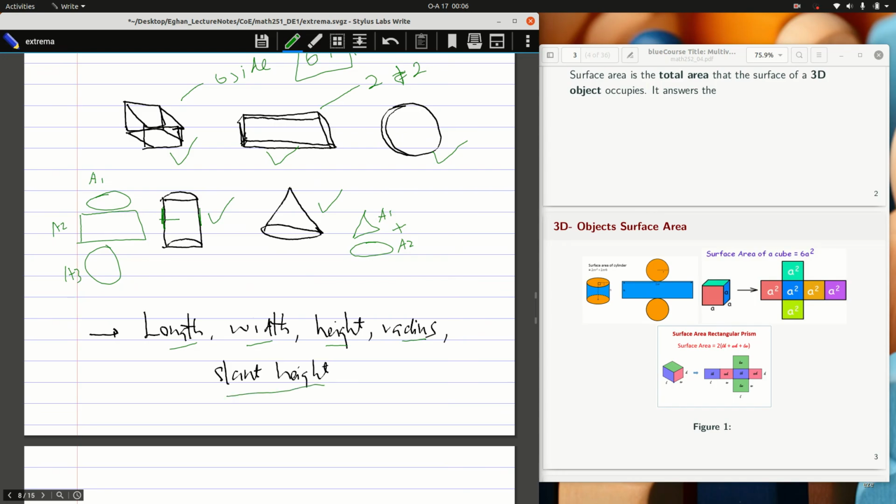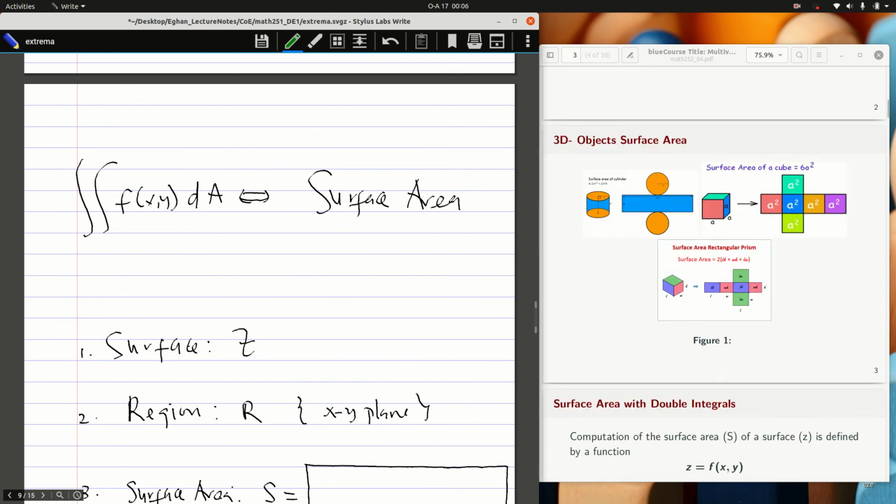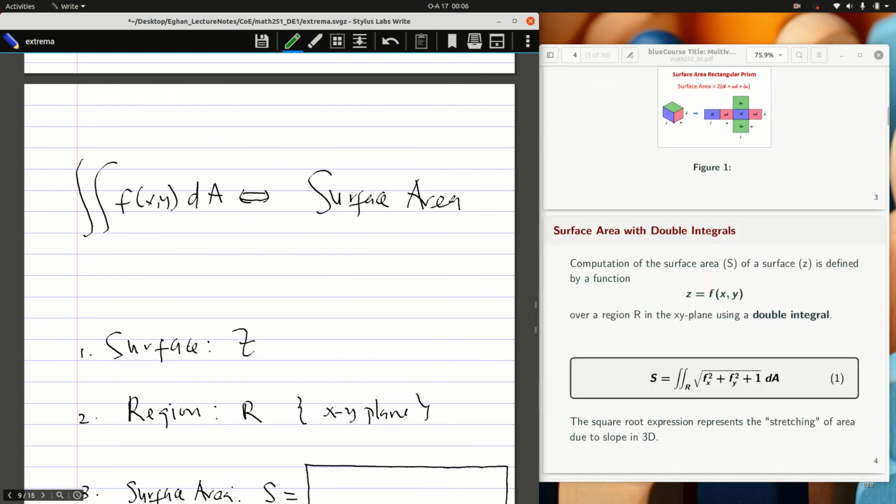The cone is not a straight height like the cylinder, it is slanted, and these are the things you must look out for. But we don't worry ourselves with all this form of measurement. We want to use the double integrals, and that is the interesting aspect of finding surface area by using the double integrals. So let's see how we are going to do that here.